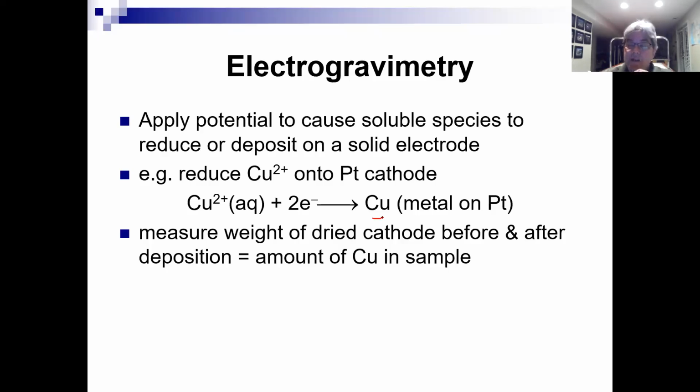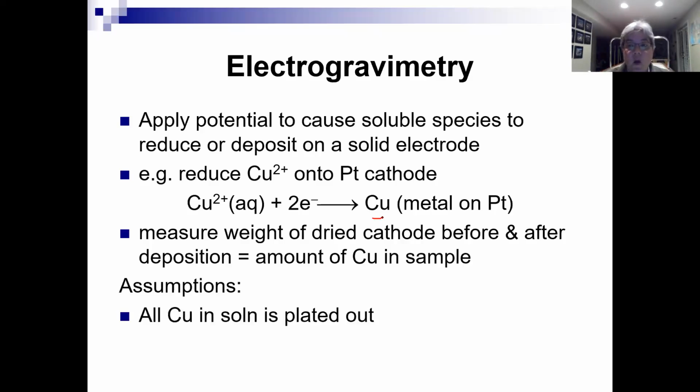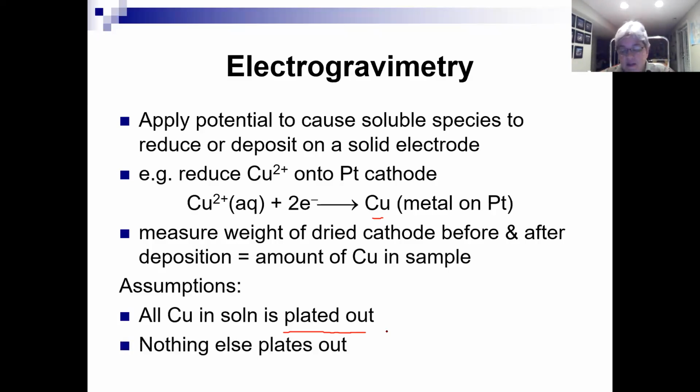So what you do is you take your electrode, you make sure it's very clean and dry, and you weigh it in the beginning, and then you put it in the solution, you deposit copper on it, and then you weigh it at the end. This assumes that all of the copper is plated out. This word plate out means it's deposited. And it assumes that there's nothing else that's coming out with the copper, only the copper.